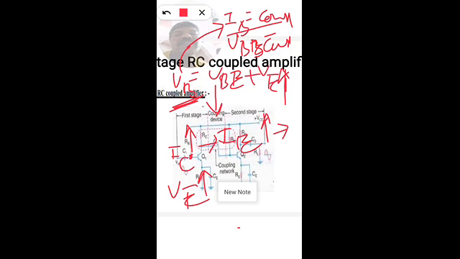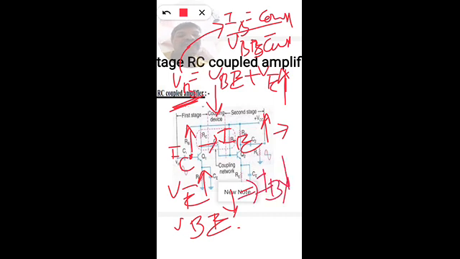So when VBE is decreasing, there is a corresponding decrease in the IB, and therefore IC decreases. So that increase in the collector current is compensated by the decrease in the VBE. Therefore IB decreases and IC decreases.